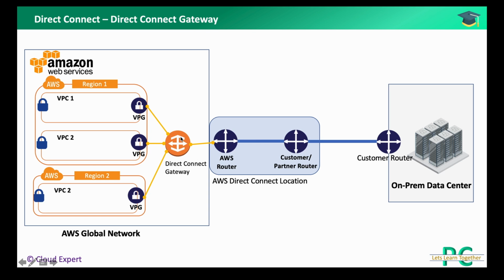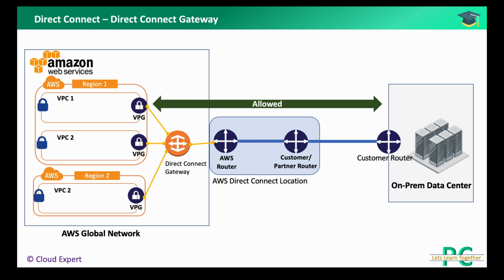Now there is one more limitation. Using Direct Connect gateway, you can connect only 10 VPGs. If you have a requirement of 11 VPCs, that means there will be 11 VPGs. In that case, you have to provision one more Direct Connect gateway. One Direct Connect gateway will support only 10 VPCs or 10 VPGs.